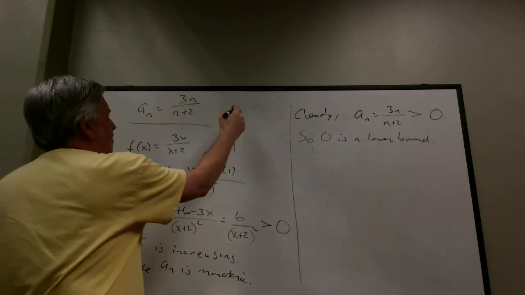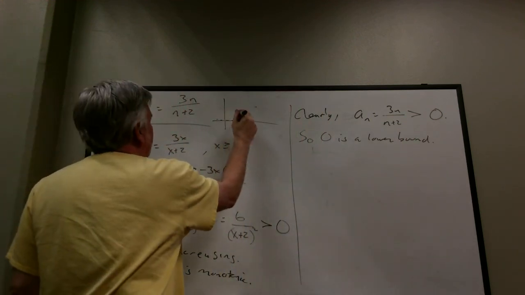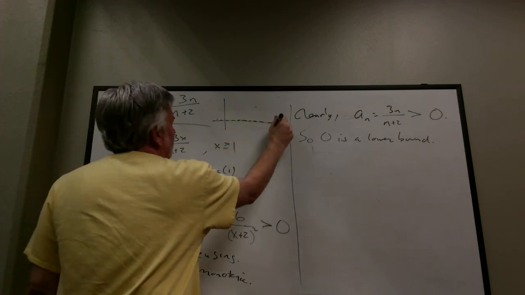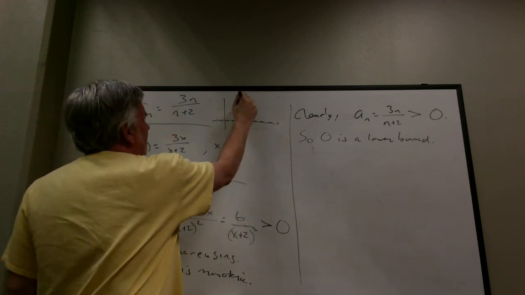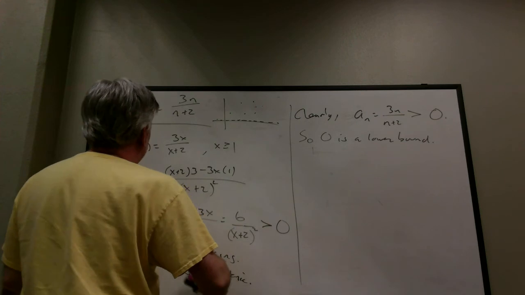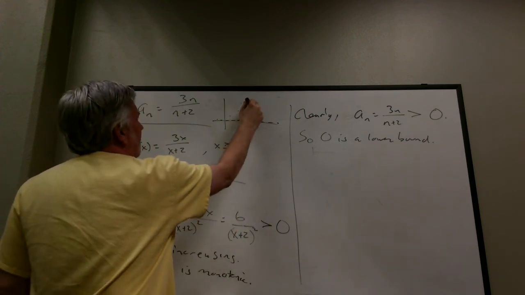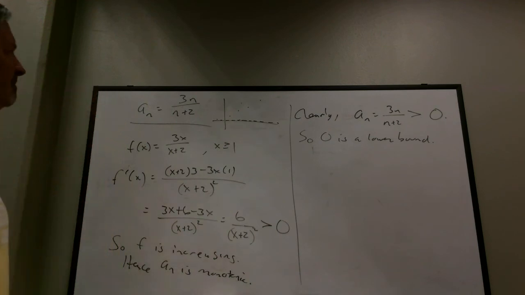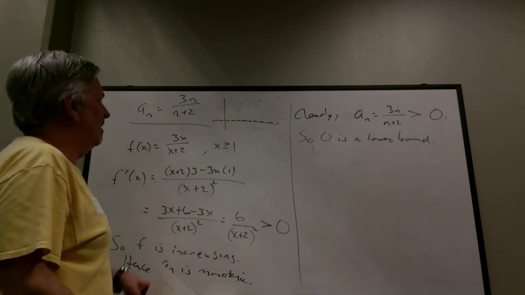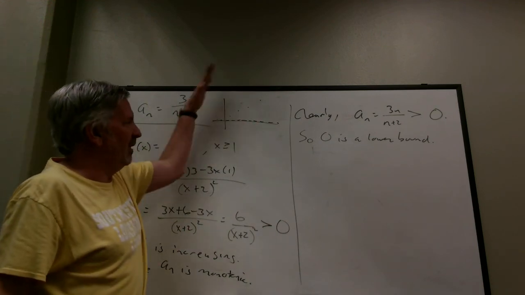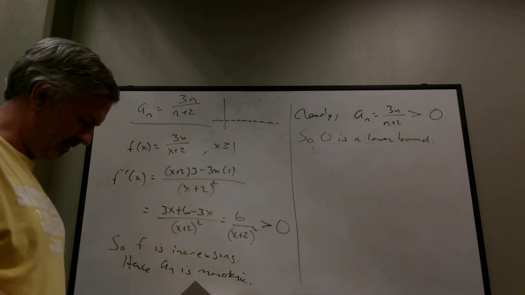Right? So if I were to sketch this, again, I'm not saying it's a horizontal asymptote. So there's 0. I know these are A1, A2, A3, A4. Oh, it doesn't do that. We just showed it's monotonic. So A1, A2, A3, A4, right? It's doing that. Okay? So 0 is below all of them forever. So 0 is a lower bound.